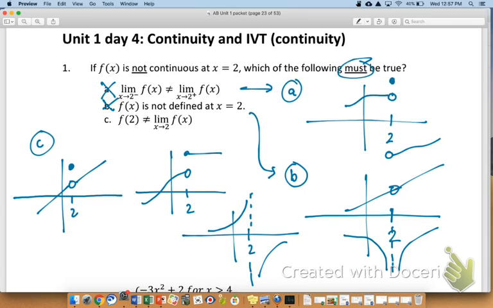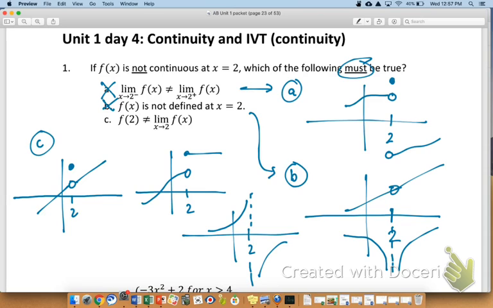Well, here, this is sort of Grant's idea, right? The limit doesn't exist, and neither does f of 2. Right? So only C incorporates all three possible types of discontinuities you could have. A only includes one, C includes two possibilities, only C includes all three possible discontinuities.